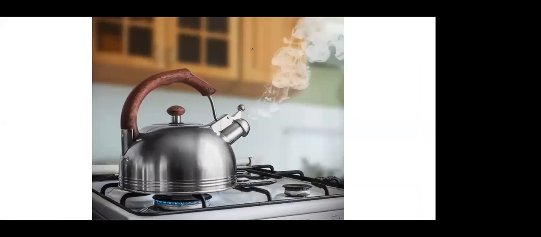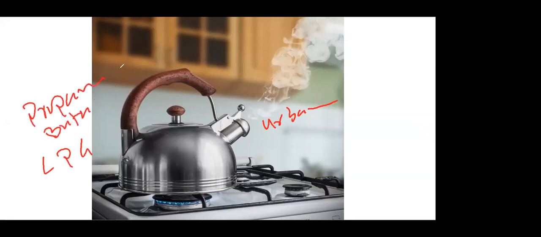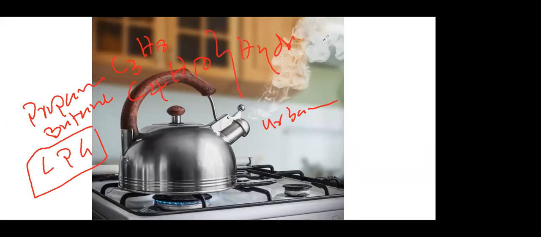Now this one causes less air pollution than the previous one. In most urban areas we use this method. But again the problem is that we use LP gas, LPG. That means propane and butane. What are the two gases in the gas cylinder? Propane, C3H8, and butane, C4H10. These two gases are present in the LP gas cylinder. These two are also called hydrocarbons. Now the problem again, what happened?